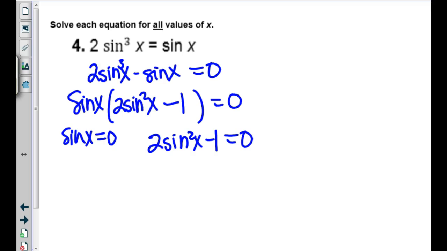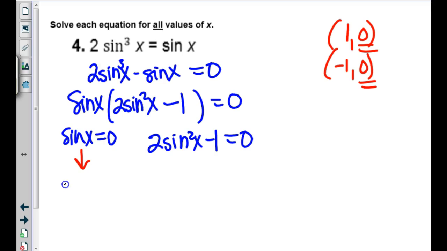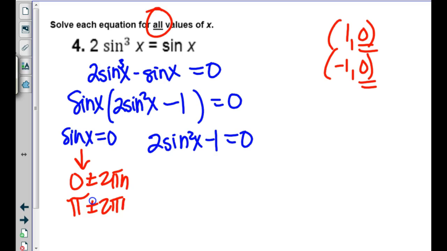Oh, this is kind of weird. Let's just worry about this one for a minute. Where's the sine 0? So you're looking for these ordered pairs because we want the sine to be 0. So it happens at 0 and pi, and it says all solutions, so we'd have to say plus or minus 2 pi n. Shorter ways to write that, yes, you could write 0 plus or minus pi n, or you could just write plus or minus pi n.